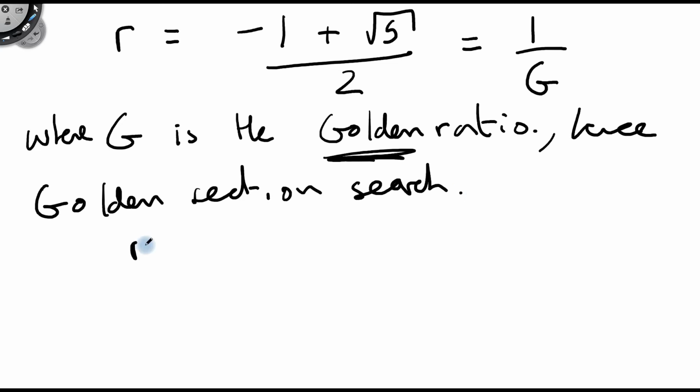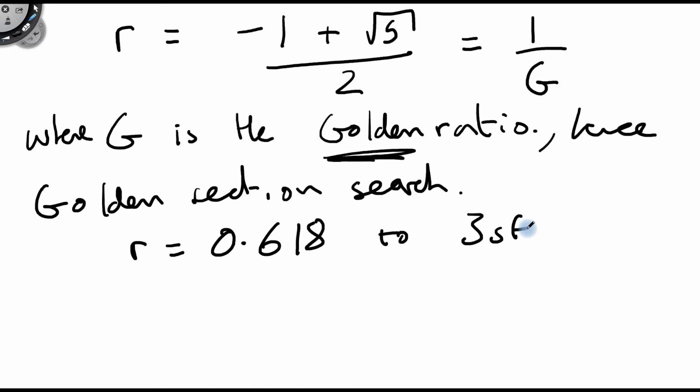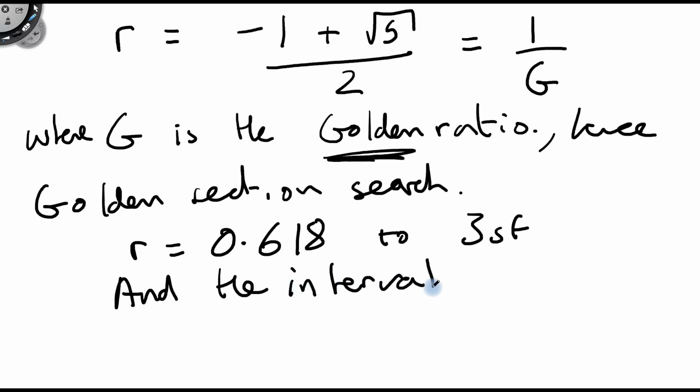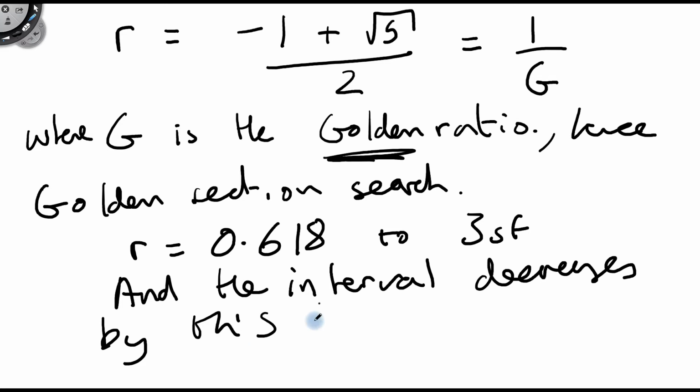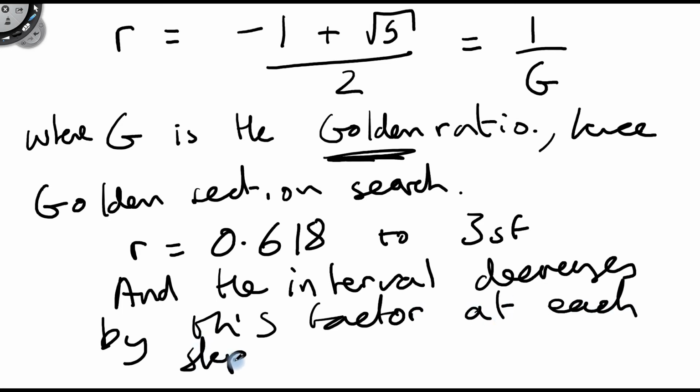And we can also compute R. R is simply 0.618 to 3SF. And the interval decreases by this factor at each step, and at each step there's just one function call.